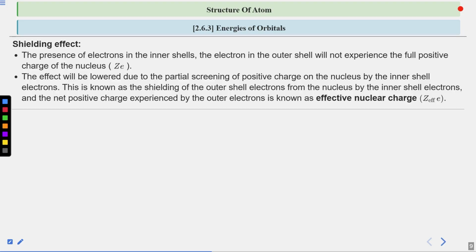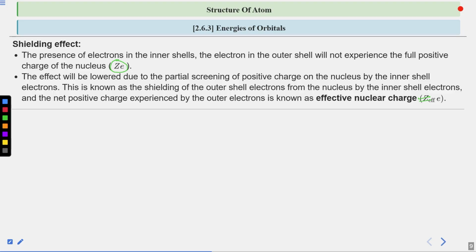Now consider the same case for the electron. If there is only one electron and one proton, then they are attracting each other. If a second electron comes into play, then that intervenes between the outer electron and the proton. So what is happening? The electron present in the inside shell is shielding the electron present in the outside shell, and due to that it is experiencing a force which is less than the actual force Ze, and in that case we take Z effective.